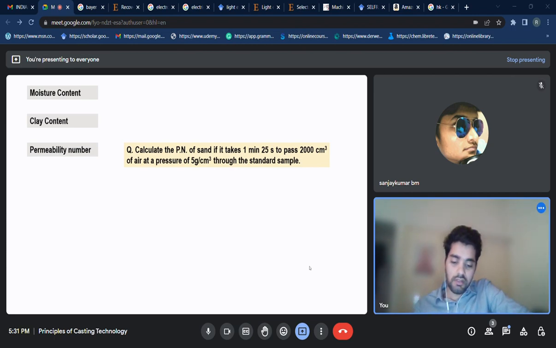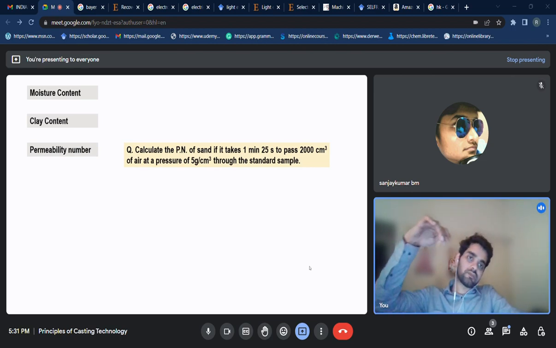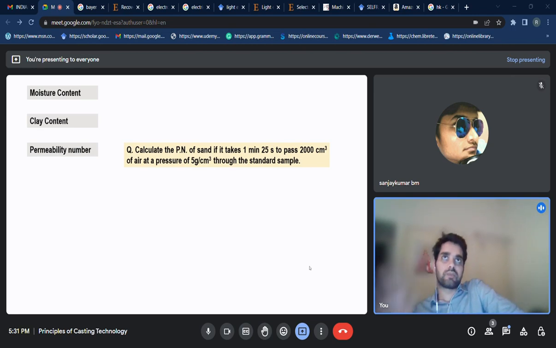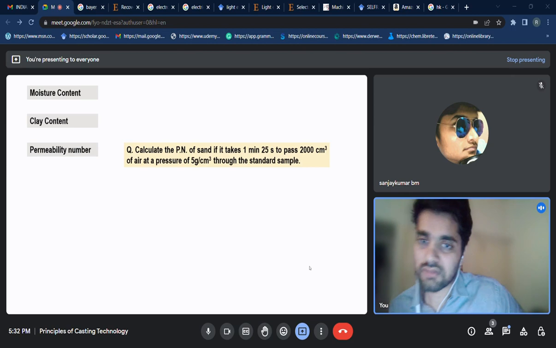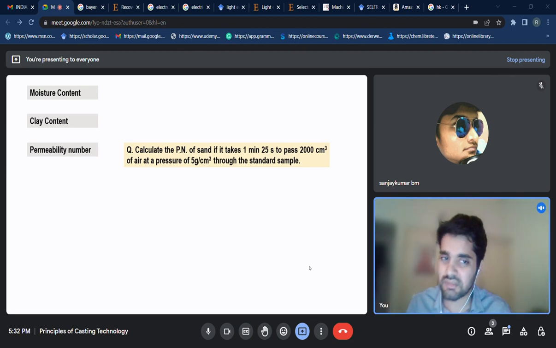Okay, so this... What is 501.28 here? 501 is an empirical formula. Generally the permeability number is calculated as VH by PAT, and the volume is fixed. What happens is the volume, the pressure, and all these things are fixed by the ASTM standard. So for simplicity we made the empirical formula by putting in all the things which are fixed previously.